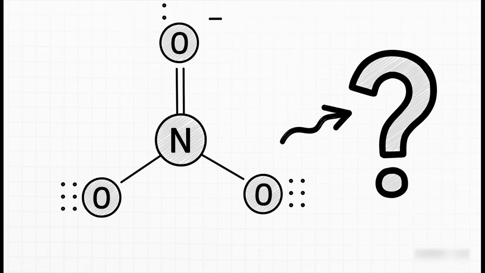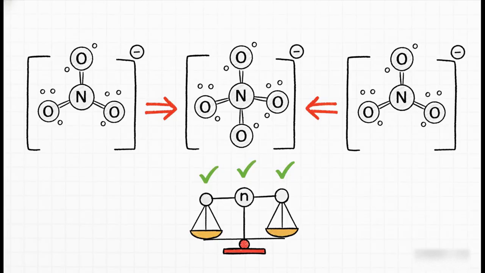But wait a minute, a question should be screaming at you right now. Why did I put the double bond on that oxygen at the top? Was there a reason? And the answer is no. There was no reason at all. I could have just as easily put it on the oxygen on the right or the one on the bottom. All 3 of these drawings are, according to our rules, 100% equal. They're all equally valid. So which one is it? Which one is the real nitrate ion?